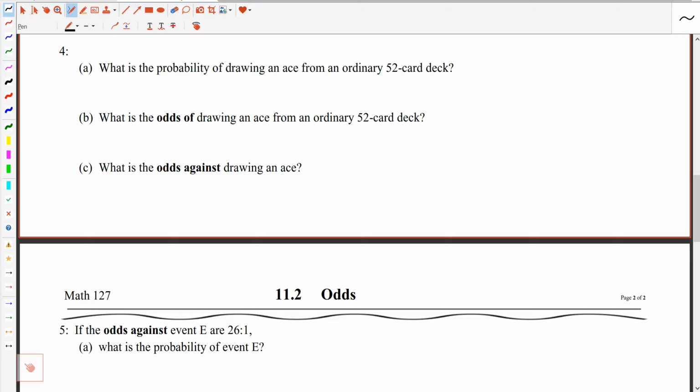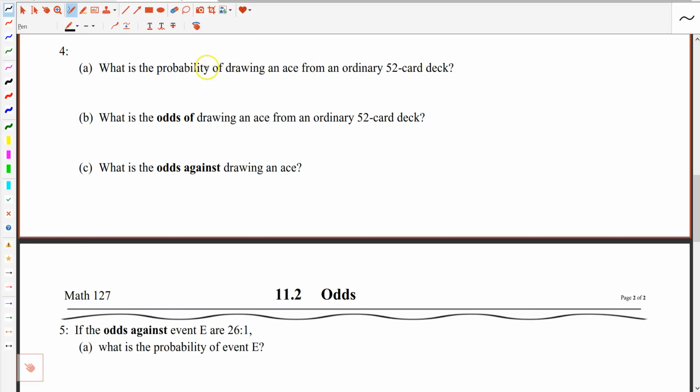So now that we know a little bit about how odds are calculated, let's look at the relationship between probability and odds in a few examples. So in this example, what is the probability of drawing an ace from an ordinary 52 card deck?